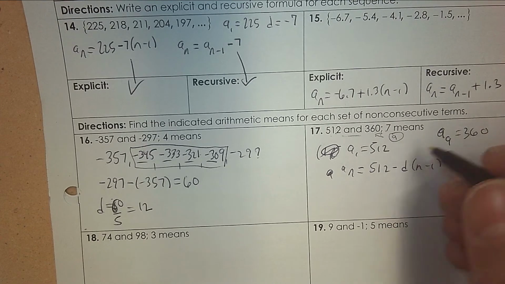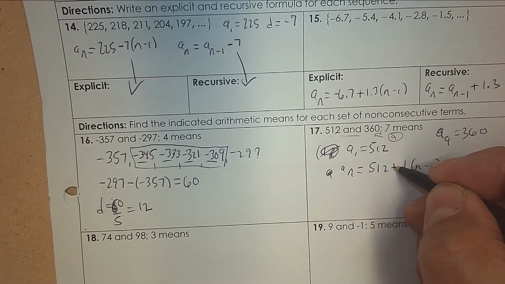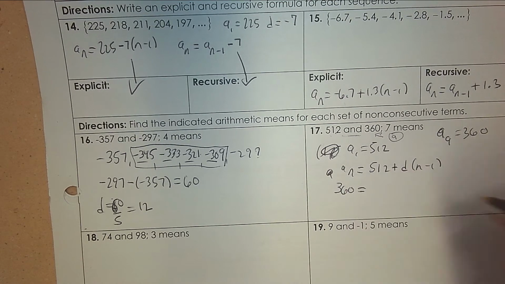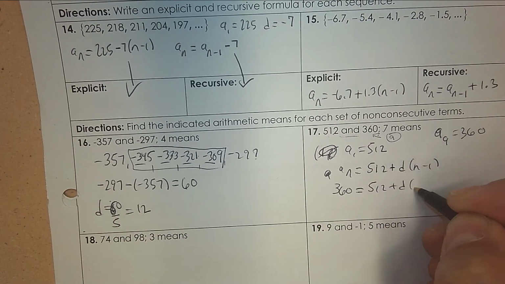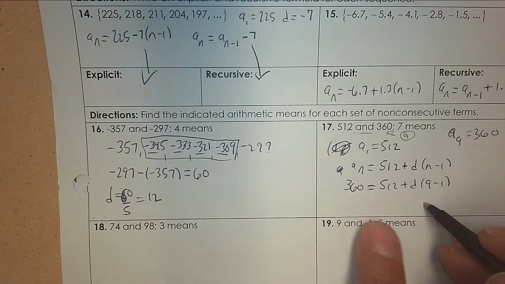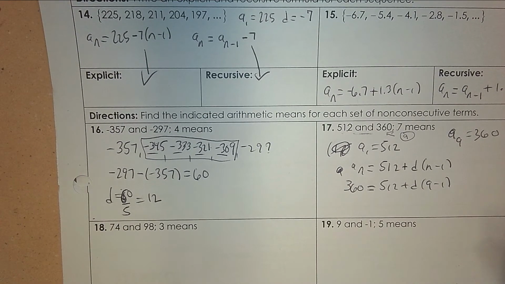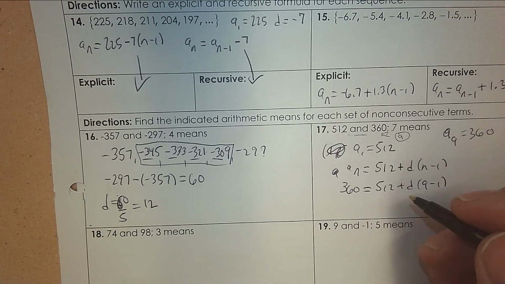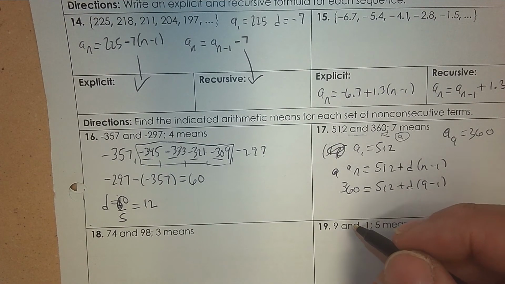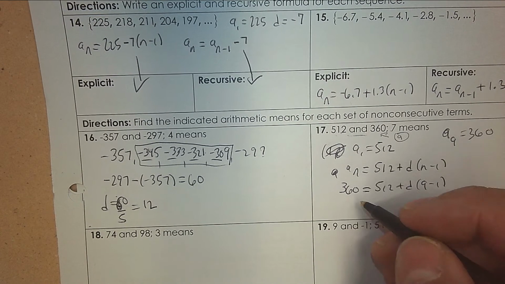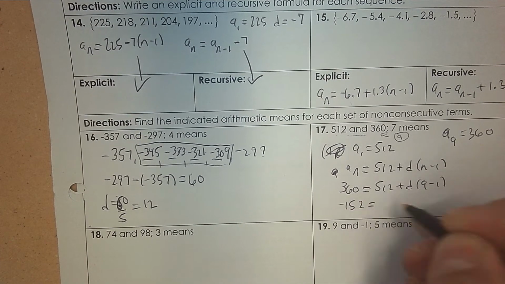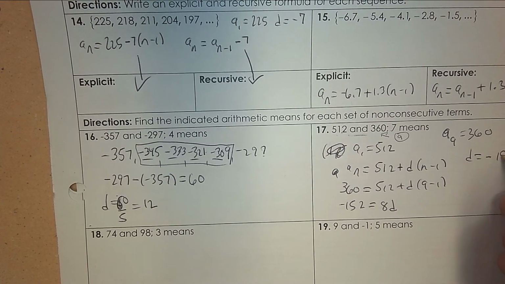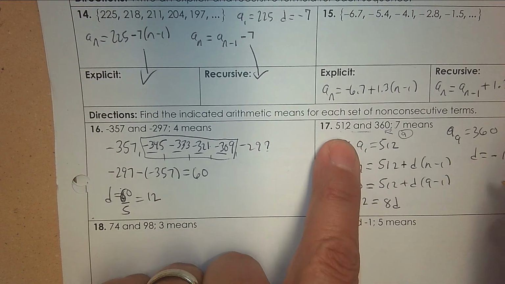and I know it's going down. And then you can fill in. So I know the 9th term is 360. So you can plug in 9 for N and the answer is 360. And then you can find the common difference and do it that way. I kind of like it this way better, but subtract 512 and you get negative 152, and then divide by 8, and D is equal to negative 19, and then keep subtracting 19.